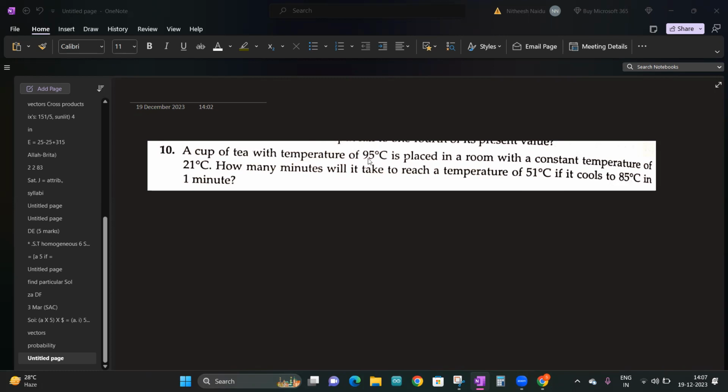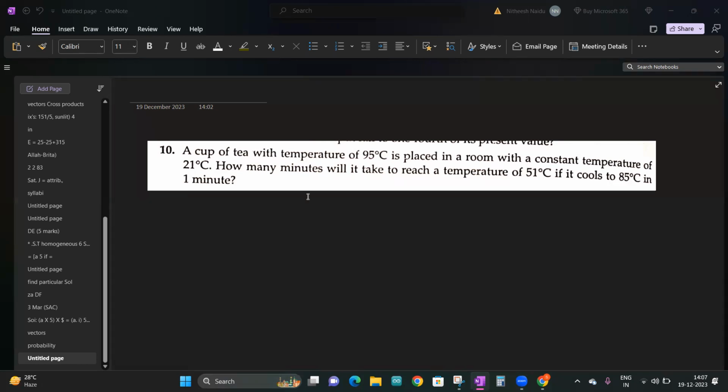Actually, initially the temperature is 95 degrees centigrade, and he is asking the time, after how many minutes, the teacup slowly decreases its heat. So after how many minutes will the temperature of the cup of tea be 51 degrees centigrade? He is giving one clue to us: it cools to 85 degrees centigrade in 1 minute.